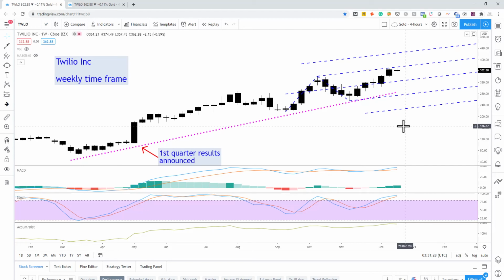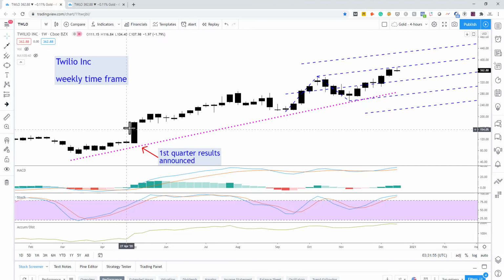If price can push above that level, then our next target becomes the upper median line extension, probably in the 425, 430 range, somewhere up in there. So that's with the Andrews pitchfork.